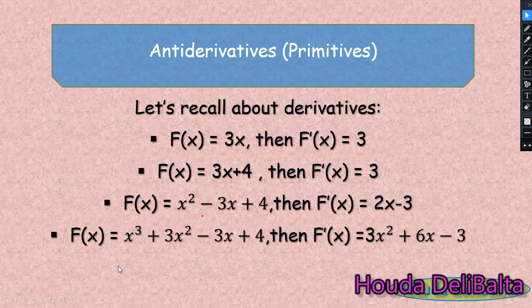And finally, here is a third degree one. As I told you, you decrease the power by 1, so you will get 3x squared. Then you multiply the power by the constant here, you will get 6x, and x power 1. Because I decreased the power by 1 and I take the constant multiplied by 3. And thus I'll get 3x squared plus 6x minus 3.